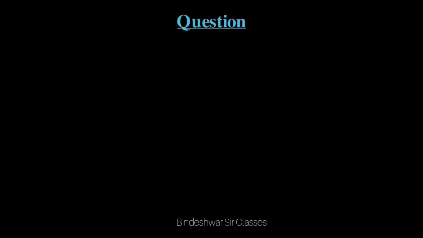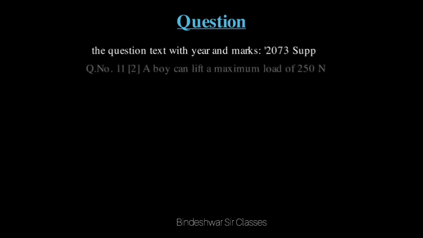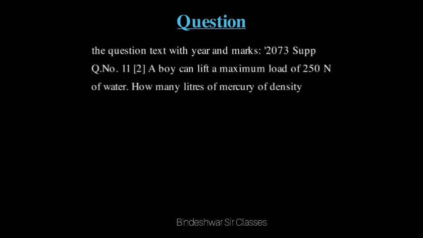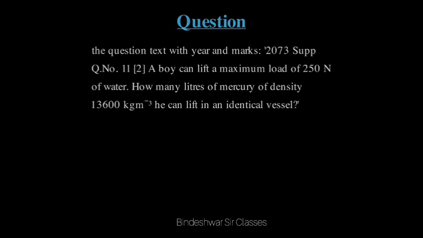Hello students! Welcome to our solution session. Today, we're tackling a numerical problem from the 2073 supplementary exam. It's question number 11 and is worth 2 marks. The question reads: a boy can lift a maximum load of 250 N of water. How many liters of mercury of density 13,600 kilograms per cubic meter can he lift in an identical vessel?